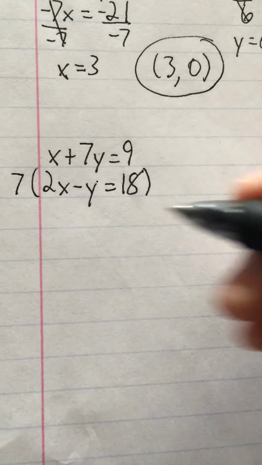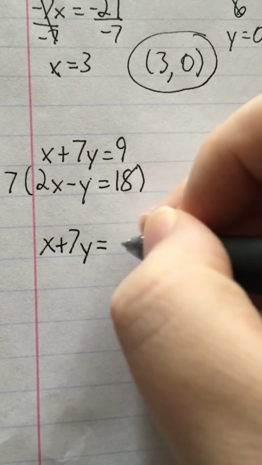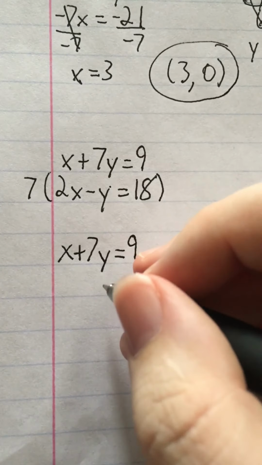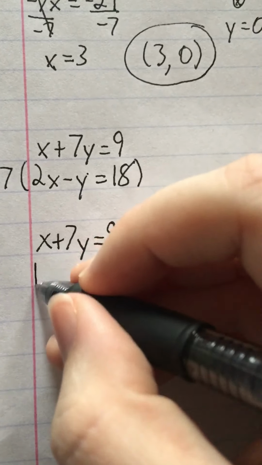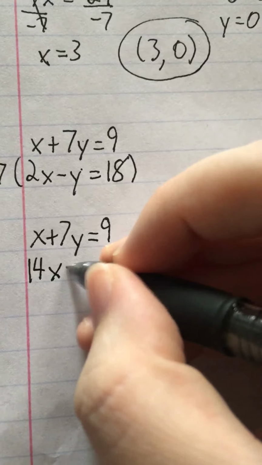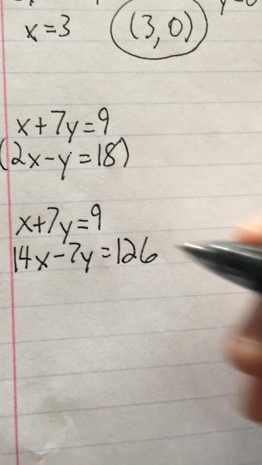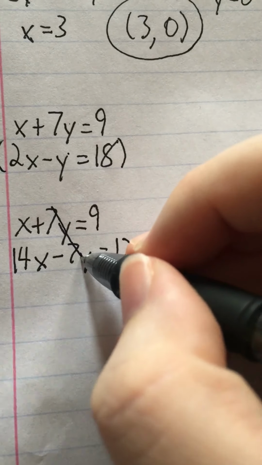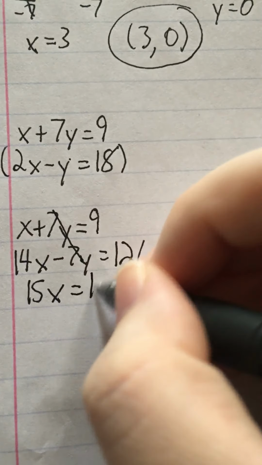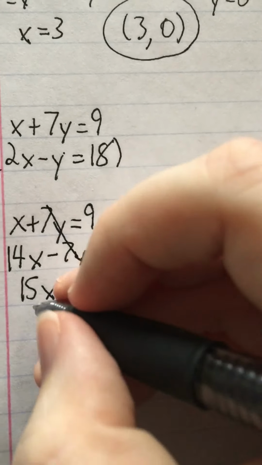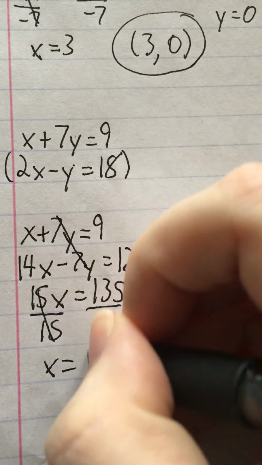So I multiplied that bottom equation by 7. So I got left with x plus 7y equals 9, and then the second equation was 14x minus 7y is equal to 126. So our y's cancel out, and we're left with 15x equals 135. You divide by 15 on both sides, and you get x is equal to 9.